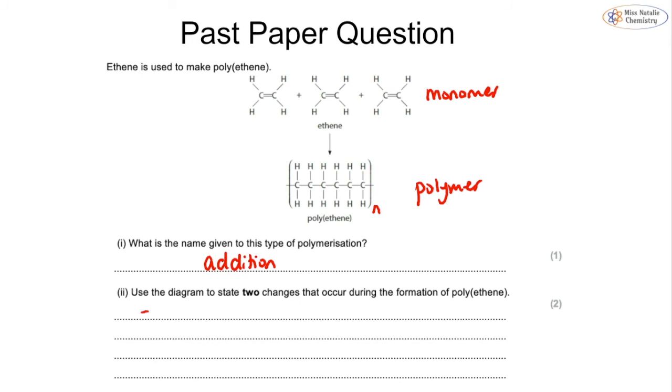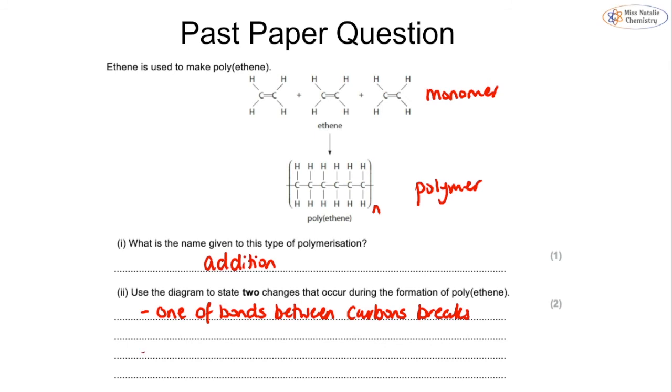And we want to know, first of all, what's the name given to this type of polymerisation? Well, we've only learned one, and it is called addition polymerisation. And we know that because we have this addition reaction between the double bonds. And then using the diagram, we want to state 2 changes that occur during the formation of this polyethene. So the first thing is that one of the bonds between the carbons breaks. So we go from a double bond to a single bond. So you can say that it changes from a double bond to a single bond. That would also be accepted.